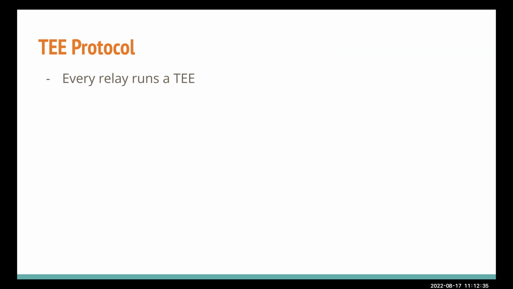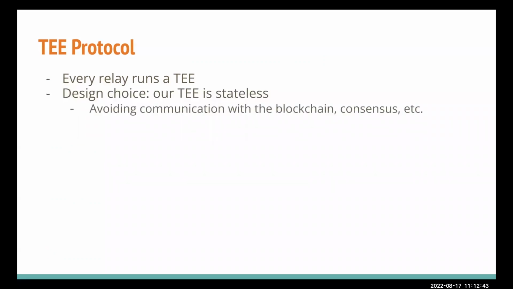We want every relay to run a TEE. We want the TEEs to be completely stateless. Why? Because if they are not stateless, then there will be a lot of communication with the blockchains that needs to happen. There is a consensus that you need to implement inside a TEE, and we just don't want to get into it. So we decided to use a stateless TEE. This decision creates a lot of different challenges.